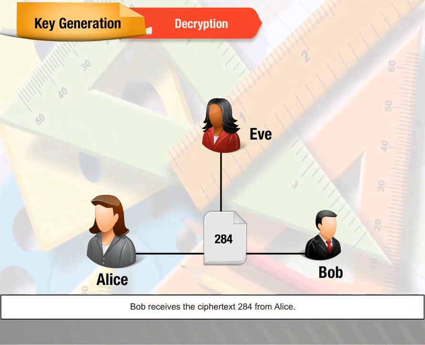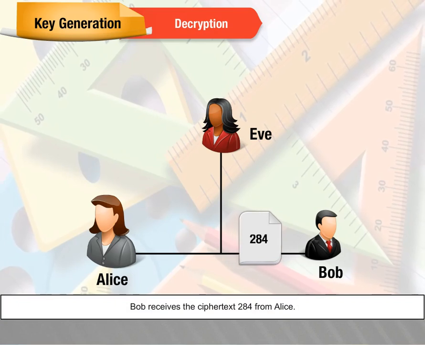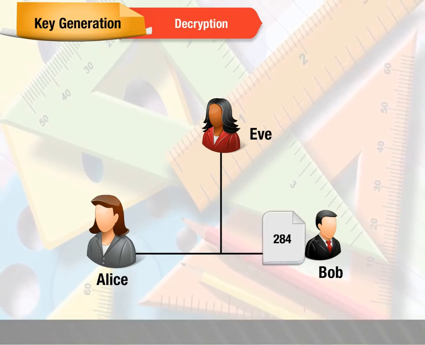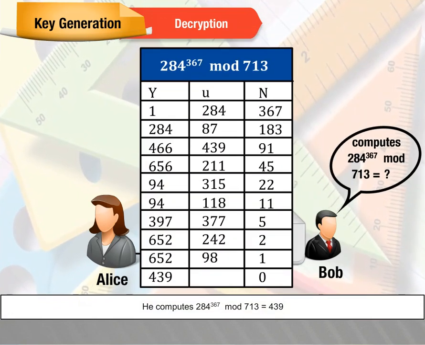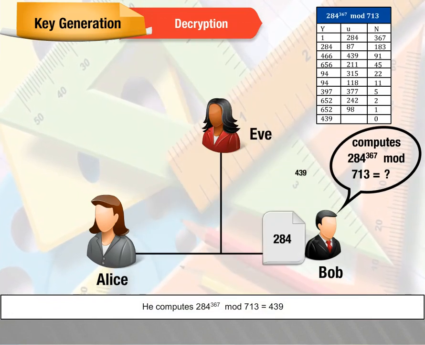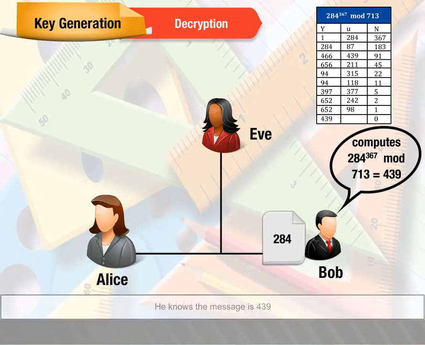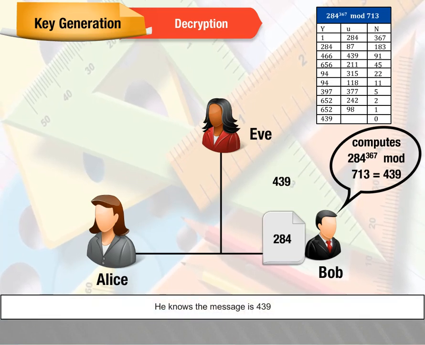Decryption. Bob receives the ciphertext 284 from Alice. He computes 284 to the power 367 mod 713, which is equal to 439. He knows the message is 439.